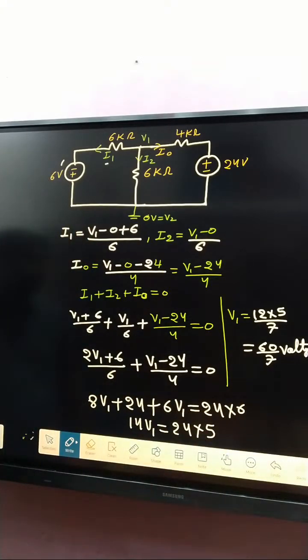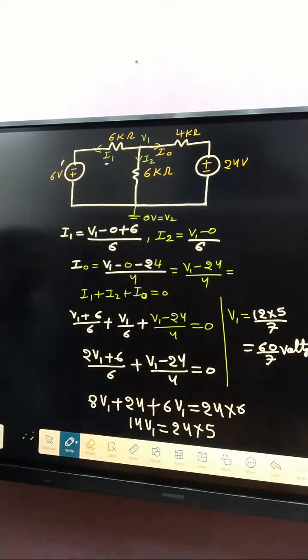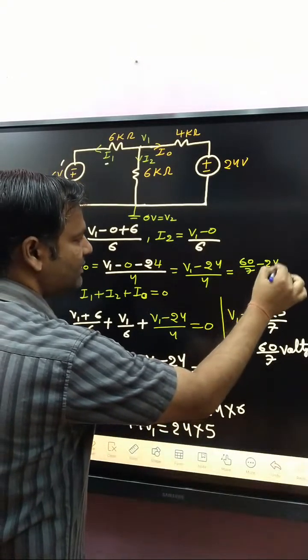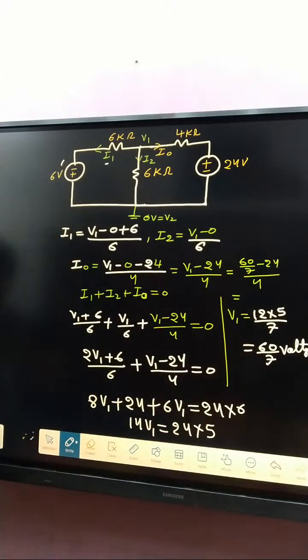But what is our motto? Our motto is to determine I0. So put that value here: 60 by 7 minus 24 divided by 4. What about that value? With the help of a calculator you can solve. Then we get I0.